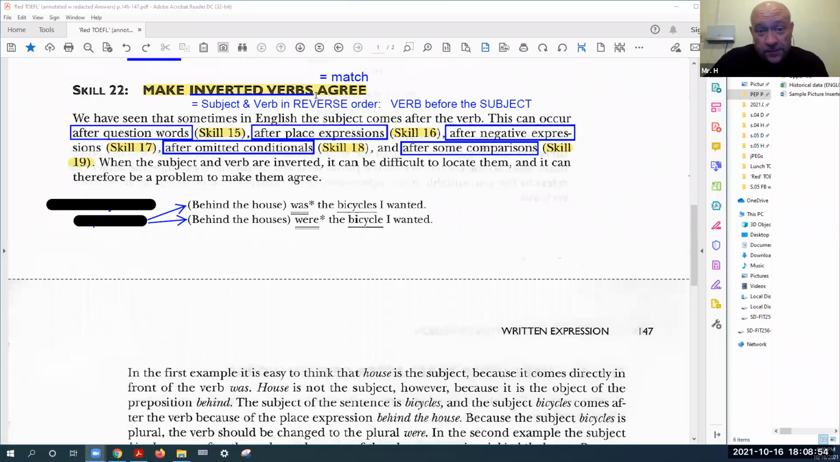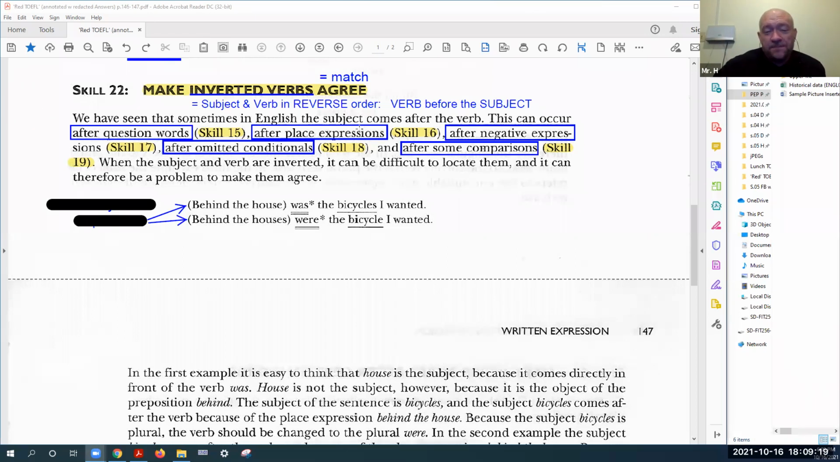What if it's just a connector? Do we switch? Do we invert the subject and verb if it's a connector? No, we don't. So if it's a connector, it's the normal word order. Connector, subject, verb. All right. Keep going. So that was skill 15.